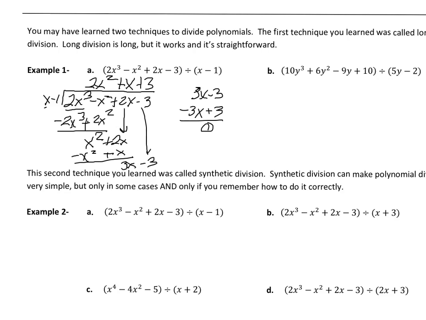Okay, so is x minus 1 a factor of 2x cubed minus x squared plus 2x minus 3? Yes, it is. In fact, it factors into x minus 1 times 2x squared plus x plus 3. Okay? And that's all we have to do with long division. Pretty straightforward, not too bad. The nice thing about long division is it always works. If you do it properly, it'll always give you the right answer.